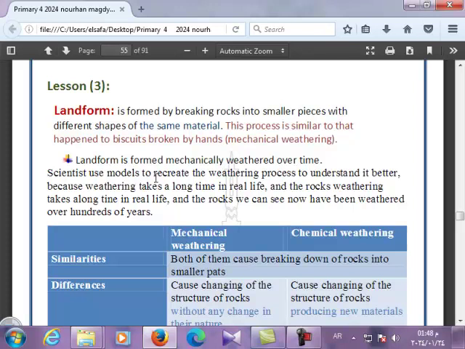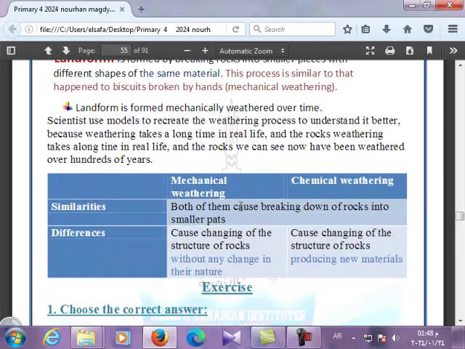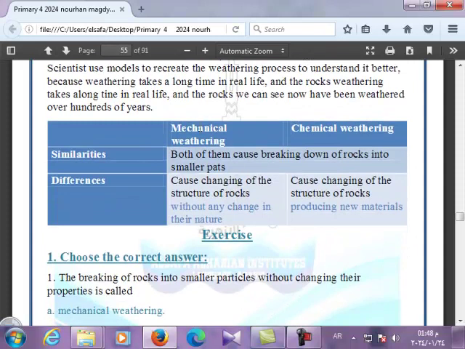Scientists use models to recreate the weathering process to understand it better, because weathering takes a long time in real life, and the rocks we can see have been weathered over hundreds of years.